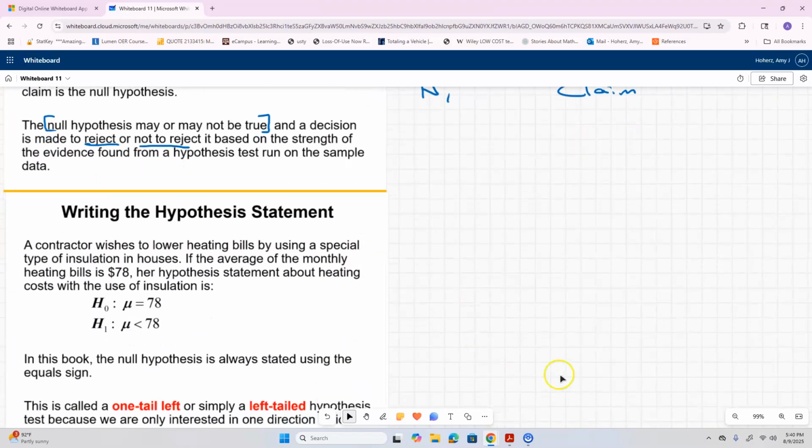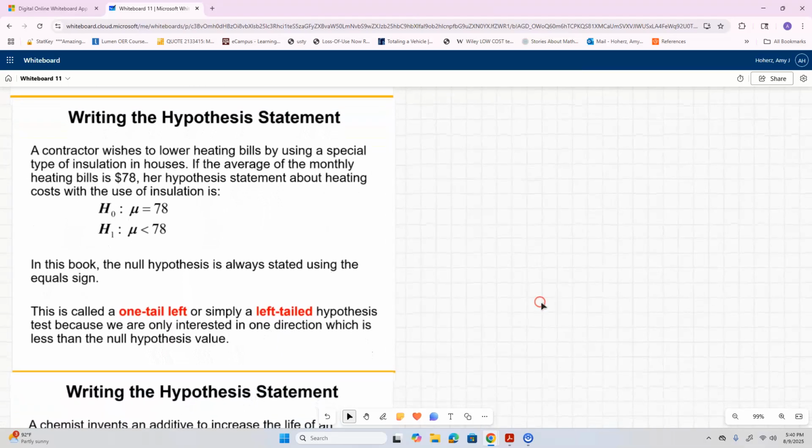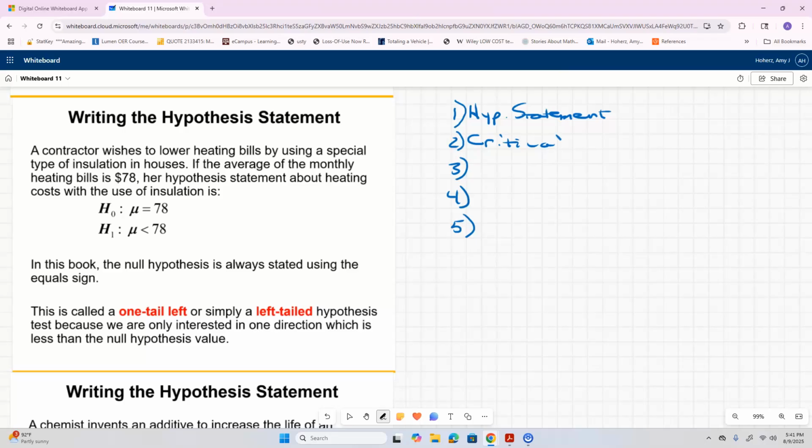And so now we're going to practice writing the hypothesis statement. Before we do this, I'm going to jump ahead just a little bit more than we need to, but I want you to understand where we're going. As we mentioned, there are 5 steps in a hypothesis test. The first step is the hypothesis statement. That's what we're going to work on in the next couple examples. The second step is finding the critical value. That's when we look at the table. I might have said that wrong on the prior slide. The critical value is what we look up on the table.